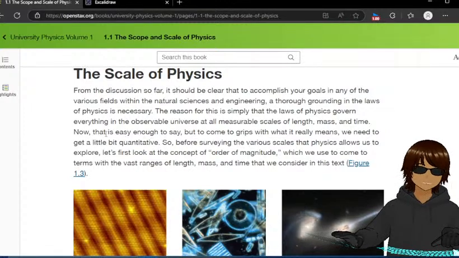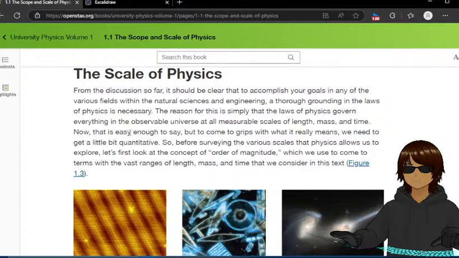Now that it is said, it is easy to say, but to come to grips with what it really means, we need to get a little bit quantitative. So, before exploring the various scales that physics allows us to explore, first let's look at the concept of order of magnitude.